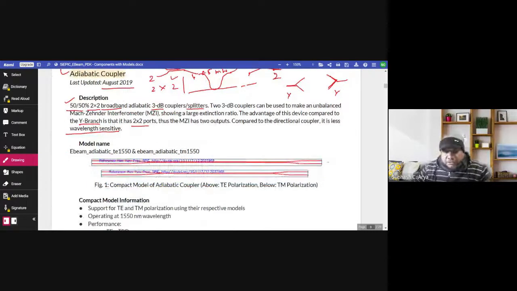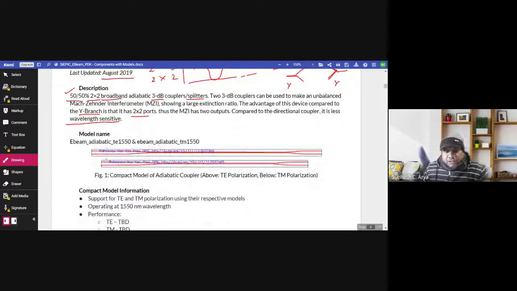Now, so far as structure is concerned, in KLayout, the model name is given as eBeam Adiabatic TE mode. The first one above is optimized for TE, light mode operation at 1550 nanometer central wavelength, and the one below is optimized for TM mode, transverse magnetic mode, at 1550. So we will try to see the results. Here we will identify these two devices by their model name.